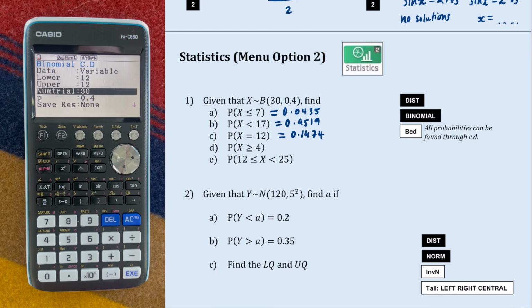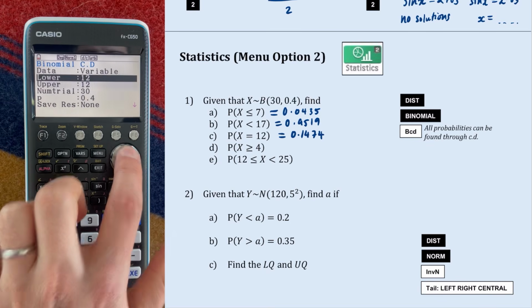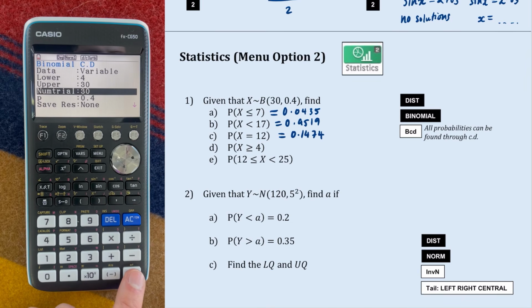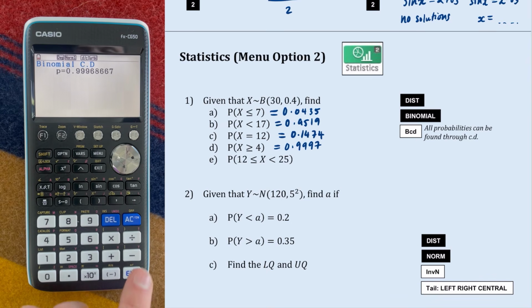Okay, so this is the one where I think it's actually better than the other calculator because you can do greater than or equal to with this one really easily. I'm just going to put the lower as 4 and the upper, because there are 30 trials, as 30. So when I press execute here, we're going to get a probability very close to 1. We get 0.9997 to 4 decimal places.